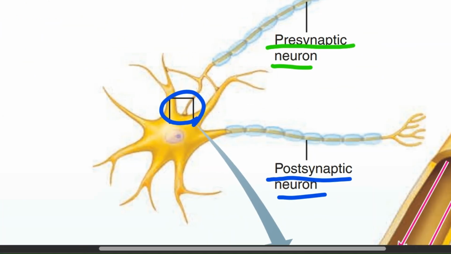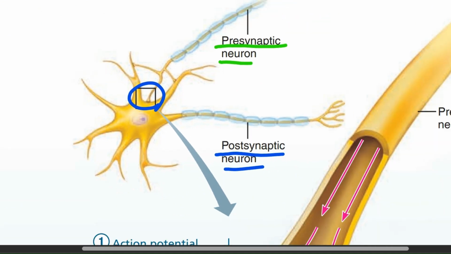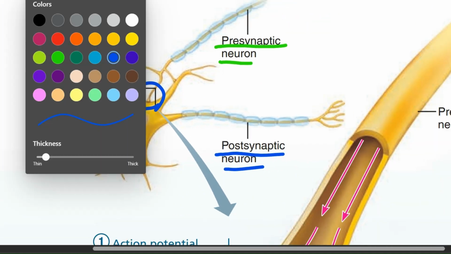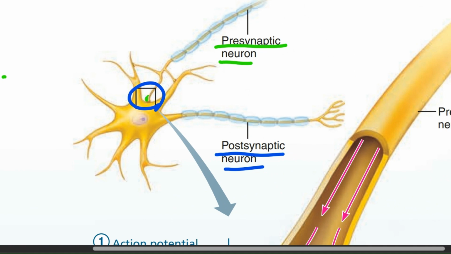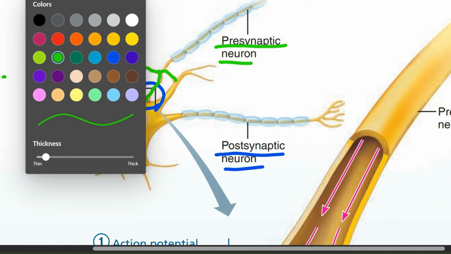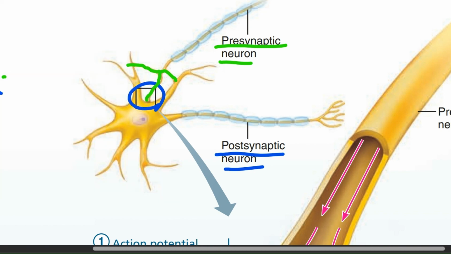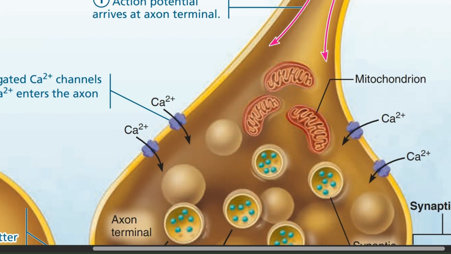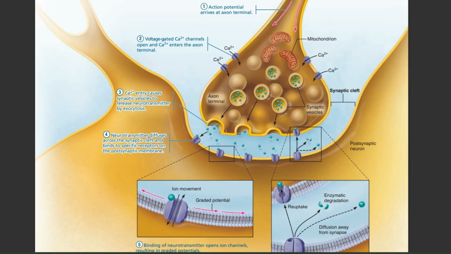We can notice here that the synapse is between an axon terminal. Can you see that? And either a dendrite or the cell's body. Okay, so let's dive deep into it.